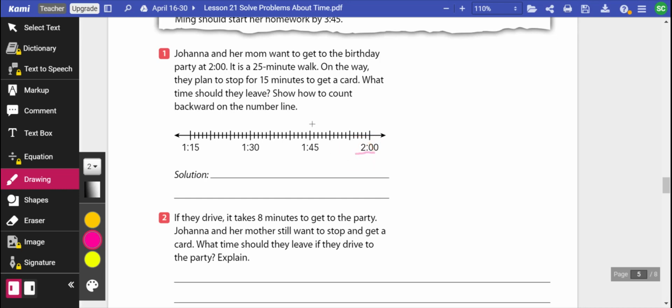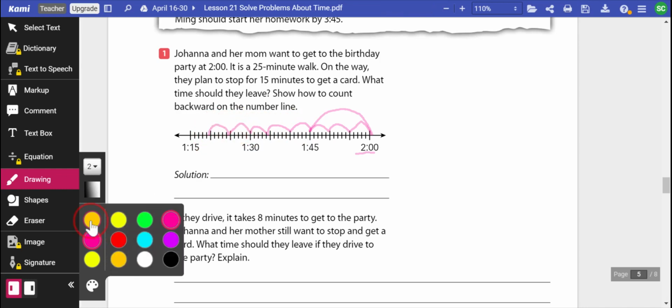So we're going to count backwards. We need to go back 15 minutes and then 25 minutes. So I know that my bigger tick marks are 5s. 5, 10, 15. 3 5s makes 15. So this shows the time it takes them to stop and get a card. Now we have to do how long it's going to take them to walk, which is 25 minutes. So we're at 1:45. We need to go back 25 more minutes. So that's 5, 10, 15, 20, 25.